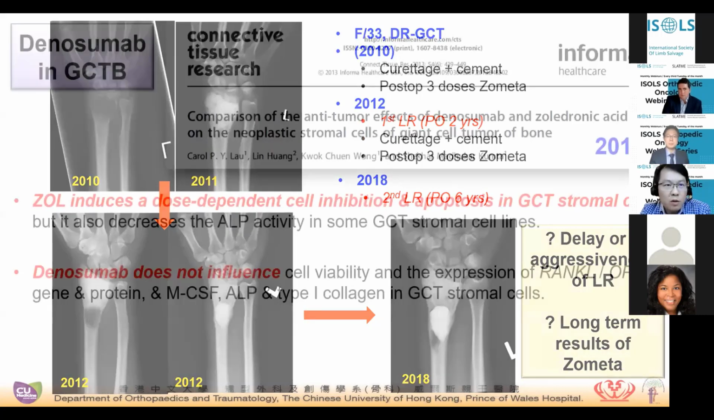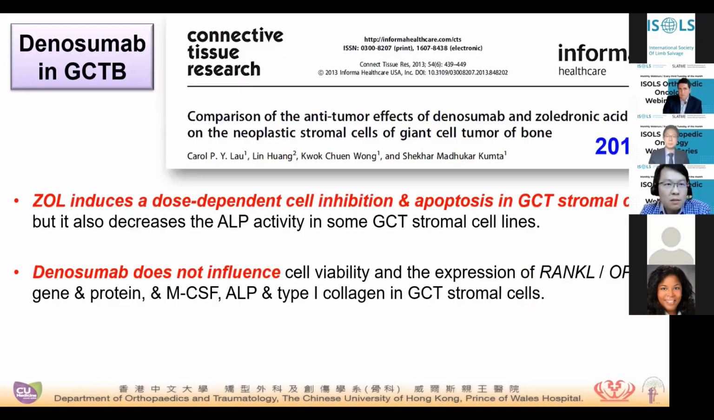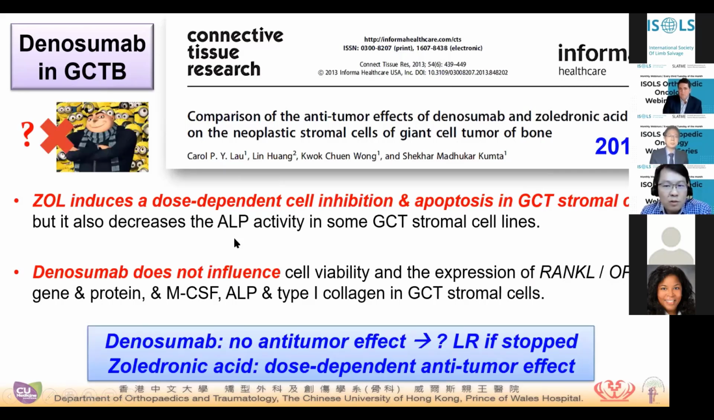So it's very logical to see whether denosumab has the same effect on the stromal cell. In these stromal cell studies in cell culture, we found that zoledronic acid has a dose-dependent anti-tumor effect. But denosumab, in all senses, does not have any anti-tumor effect. So at that time, we already suspected that if we stop this drug, the tumor will grow back.